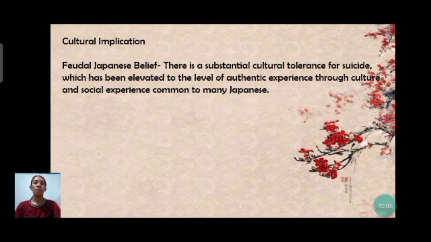Next is the cultural implication. This story centers on the feudal Japanese belief, wherein there is a substantial cultural tolerance for suicide among Japanese people, which has been elevated to the level of authentic experience through culture and social experience common to many Japanese. This general attitude toward suicide has been learned as tolerant, and on many occasions suicide is seen as morally responsible for the Japanese people. As we have observed in this story, both Takehiko's and Masago's testimonies reflect the feudal Japanese belief that suicide was necessary to regain the honor they lost. By committing suicide, they would not only regain their personal honor, but this would also restore their family's reputation. And it is common also in Asian countries.